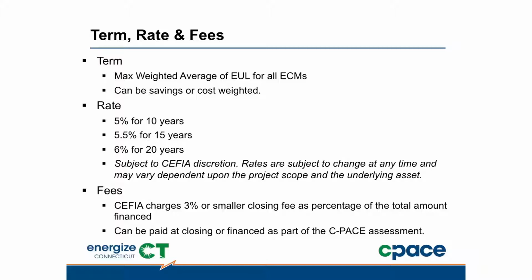We have published our interest rates, and they're, again, in the program guidelines, but we have a sliding interest rate scale that is linked to the term, unless we negotiate something special. So essentially, it's 6% for 20 years, and then it goes down 1% for every year. So it would be 5% for 10 years and 5.5% for 15 years. It can be the EULs, or savings or cost weighted, as you know. You've got the terms and rates up there, and this is subject to our discretion.